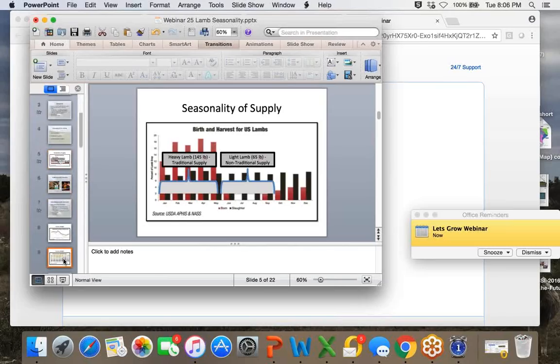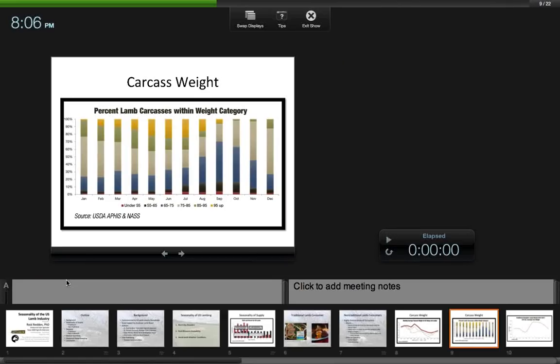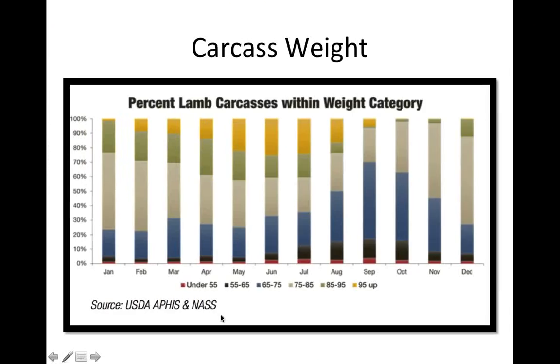So I'll flip over to this other graph and show it here to kind of get what I'm talking about. But instead of selling a lightweight lamb in the summer, it's taking it into the fall.